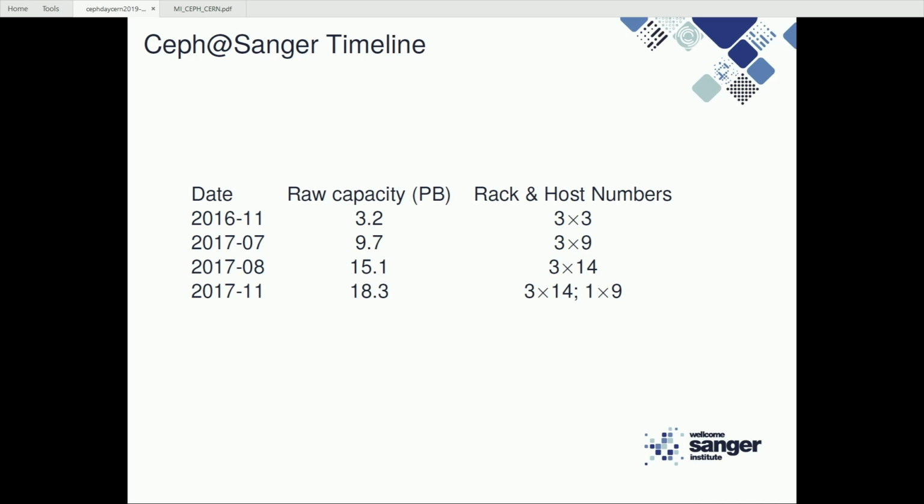Ceph proved popular, both in terms of OpenStack and specifically the S3 service, so we expanded relatively rapidly in 2017. We filled those 3 racks to 14 nodes each, and then towards the end of 2017, we added a 4th rack of 9 nodes, bringing us to a capacity of just over 18 petabytes in our main cluster.